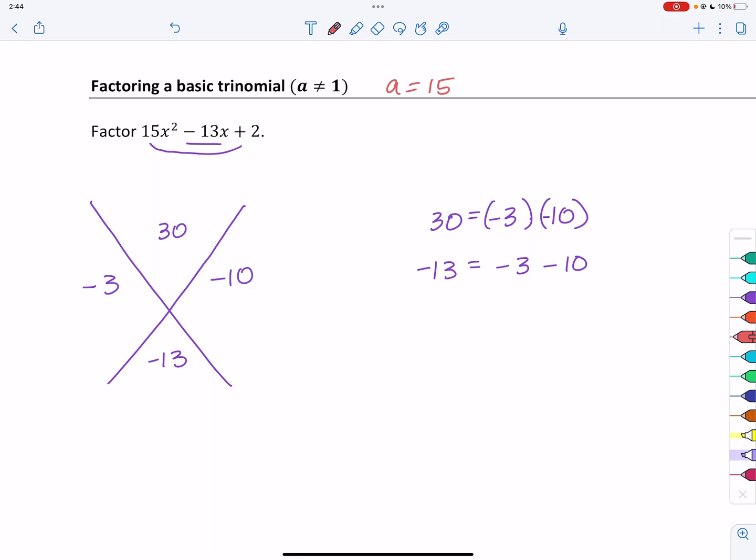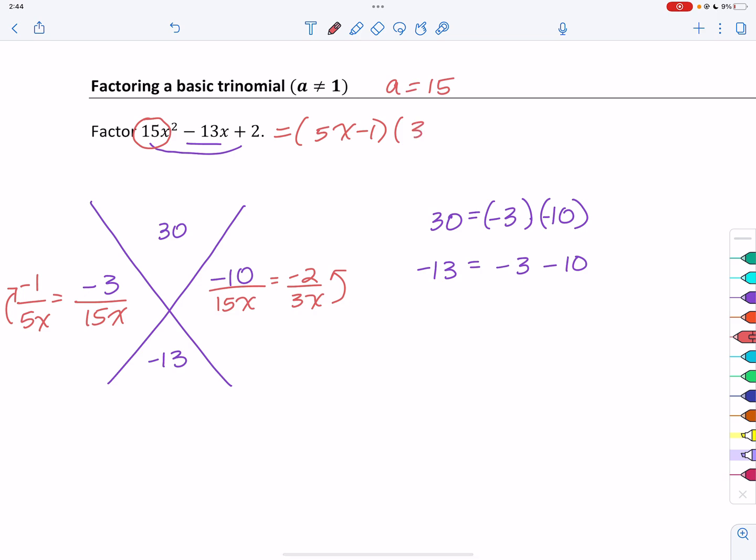And we can check that real quick. Negative 3 multiplied by negative 10 is a positive 30, and negative 3 minus 10 is a negative 13. Okay, so we have a 15x that we're going to be putting in this denominator. Let's go ahead and reduce these. We will divide the numerator and denominator by 5, and here the numerator and denominator by a 3. Just reducing those fractions, and now we have 5x minus 1 multiplied by 3x minus 2.